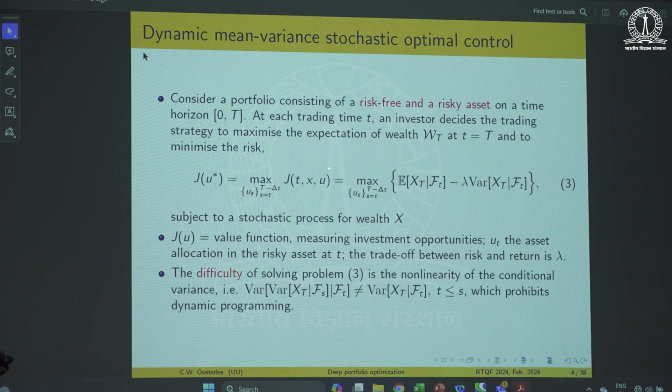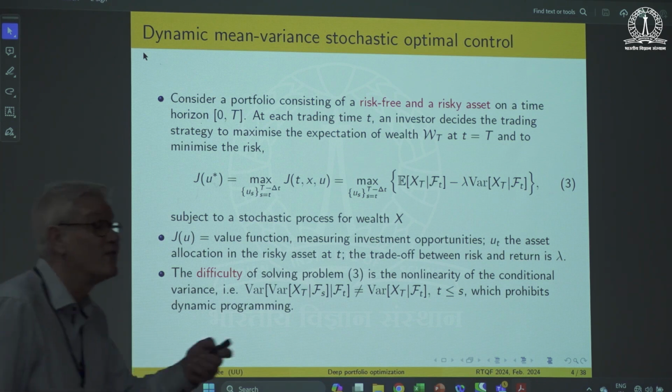So our functional J is a combination of the expected wealth, the expectation of the wealth given that we have the knowledge up to time little t, minus lambda times the variance of the wealth. And we look for u's over time, so control parameters over time, in order to maximize this. And that is this classical mean variance portfolio optimization.